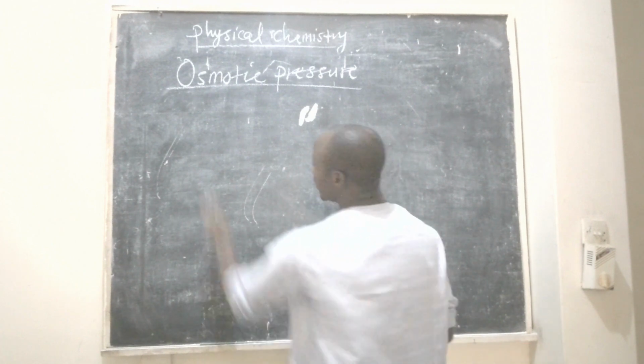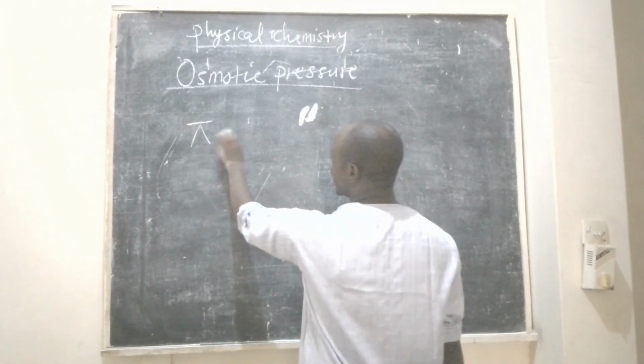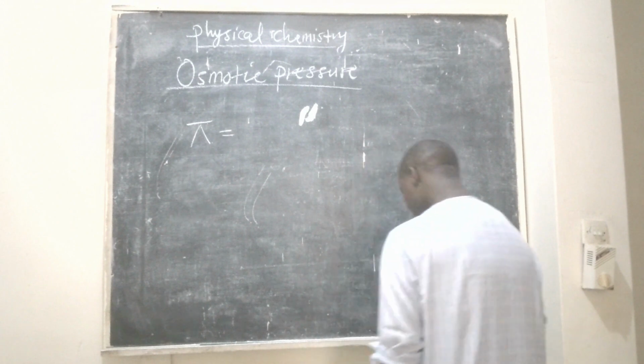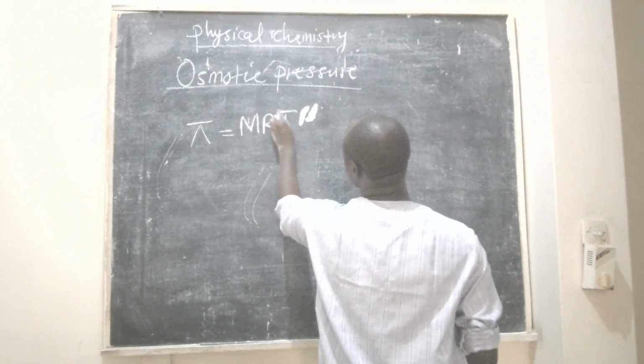And there is a formula for that, and this is just two. So osmotic pressure is represented with pi, which is equal to MRT.